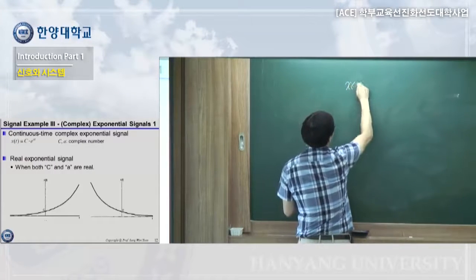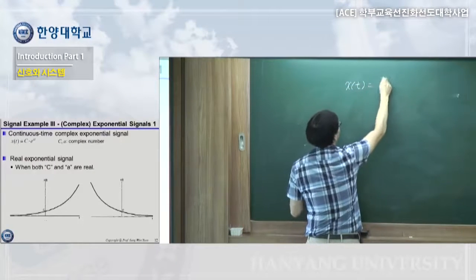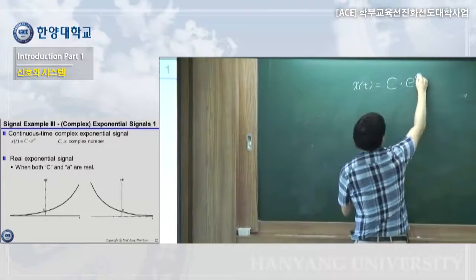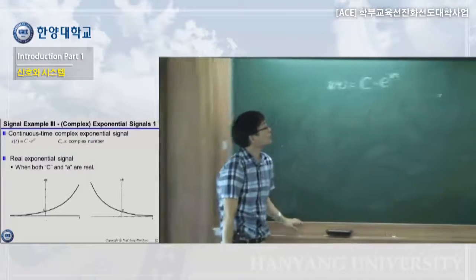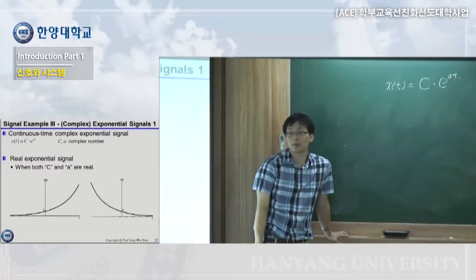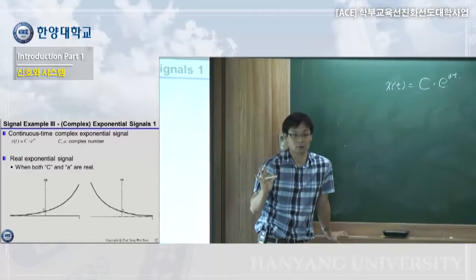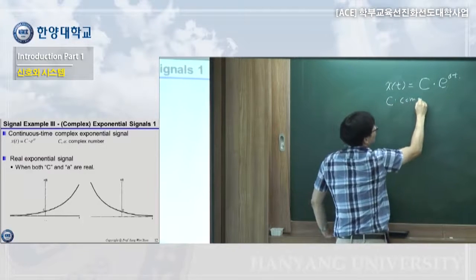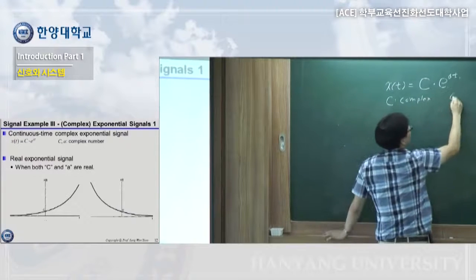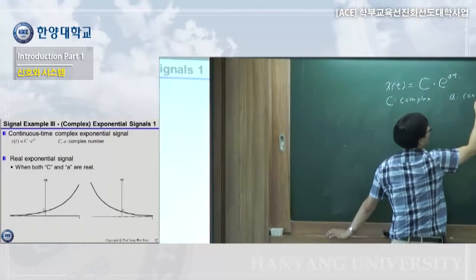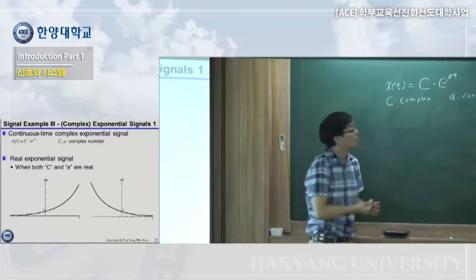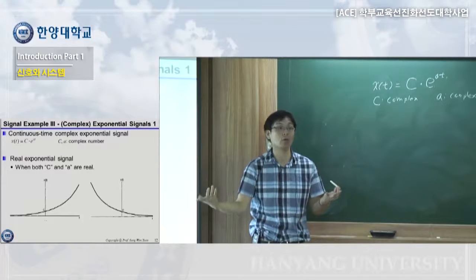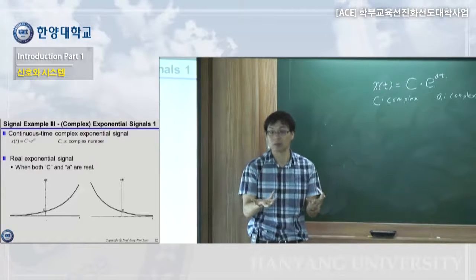First case, assume that we have this signal. In general form, this C can be complex. This A can be complex. But complex does not mean that they're always complex. They can be real, they can be purely imaginary, or real part plus imaginary part.